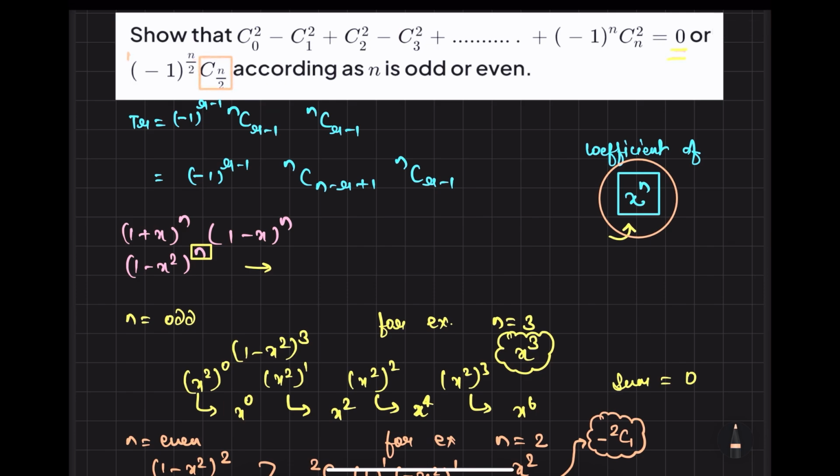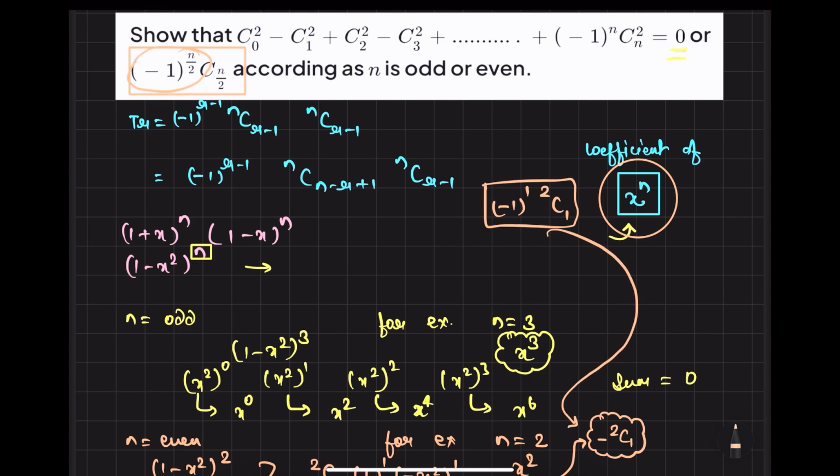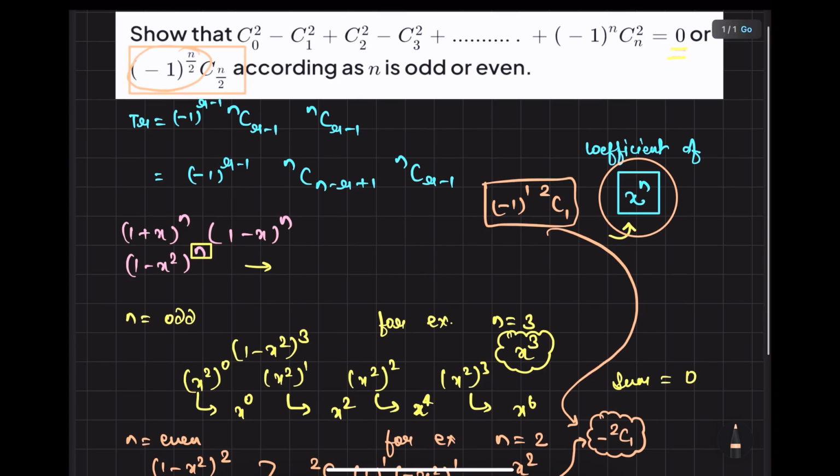Now look at this, try to compare with your solution. We have taken the example n as 2. So if the example is 2, you can write this as minus 1 power 2 by 2, which is 1, and 2C(2 by 2), which is 2C1. So it is the same thing as we got, no? Okay, here we got it while taking the help of an odd number and an even number. I hope things are clear.